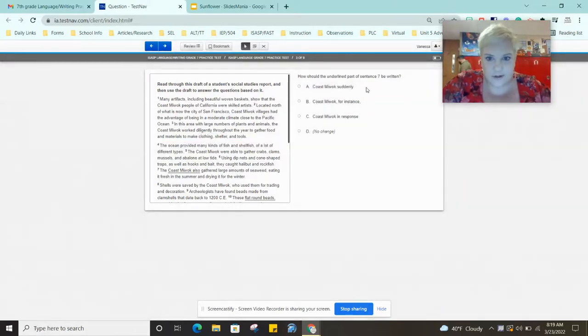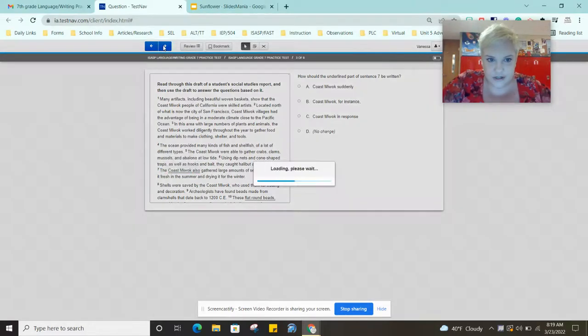Okay, how should the underlined part of sentence 7 be written? So you see it says the Coast Me Walk also. Okay, you might need to change the way it's written. So take your time on these.